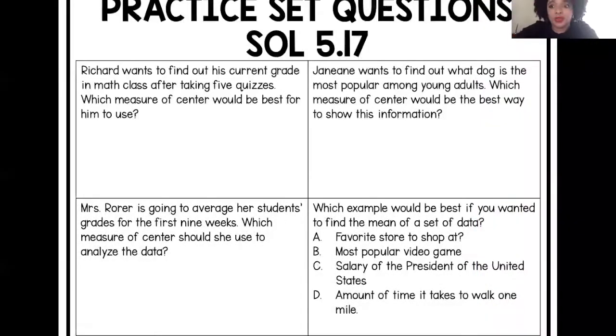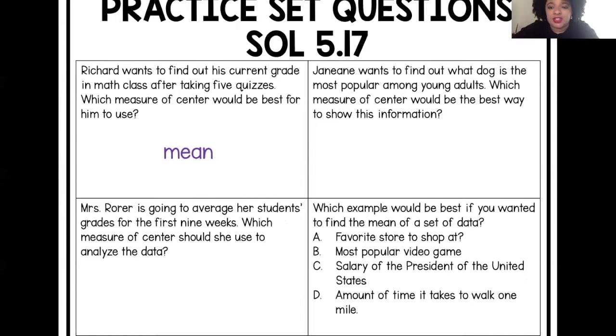All right, let's go over our practice set questions. Richard wants to find out his current grade in math class after taking 5 quizzes. Which measure of center would be best for him to use? He's looking for the average of his grades so that he can come up with an overall grade. So therefore, he would use the mean.